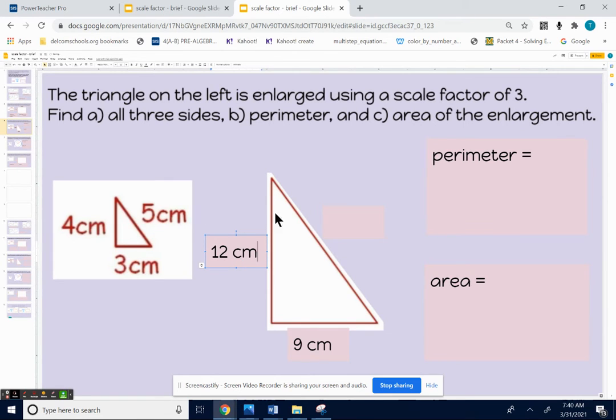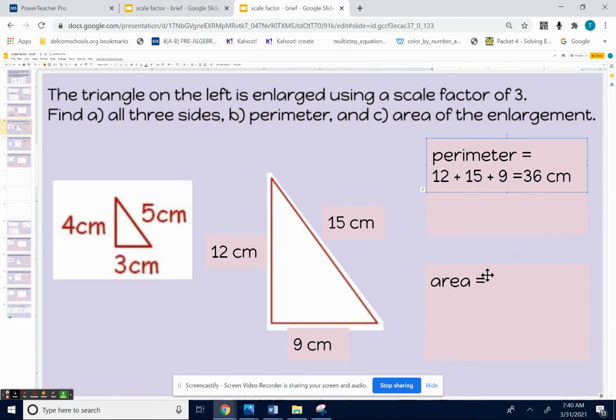5 times the scale factor of 3 would be 15 centimeters. Okay, so those are the sides of the new shape. From there, the perimeter. Perimeter just means add up the 3 sides. So when I add up 12, 15, and 9, I get 36 centimeters.